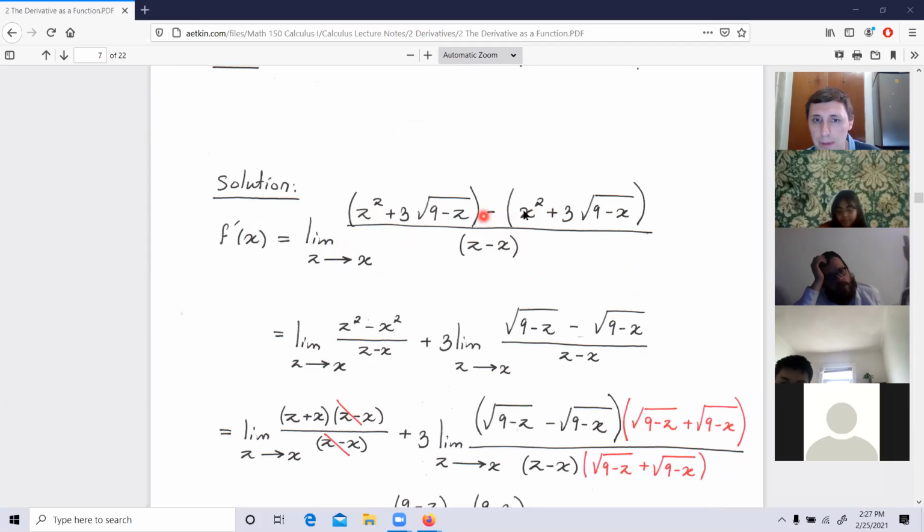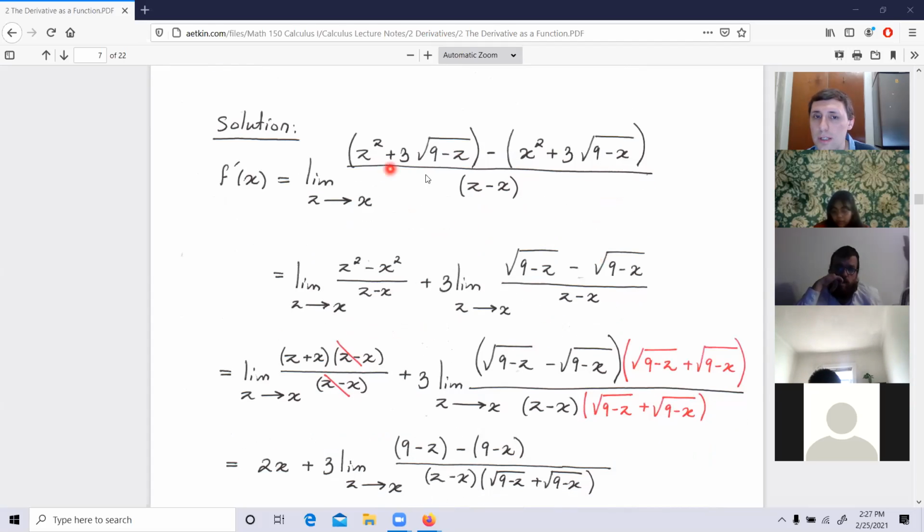Do you see I group like with like? So Z squared and X squared, 3 root 9 minus Z and 3 root 9 minus X. And you agree that I can break it apart, so I have 2 fractions. Do you see how I do it, guys? I group Z and X and divide by Z minus X. And I group 3 root 9 minus Z with 3 root 9 minus X and divide by Z minus X. The limit of the sum is the sum of the limits, and I can write it like this. Are you with me? Just basic fractions.